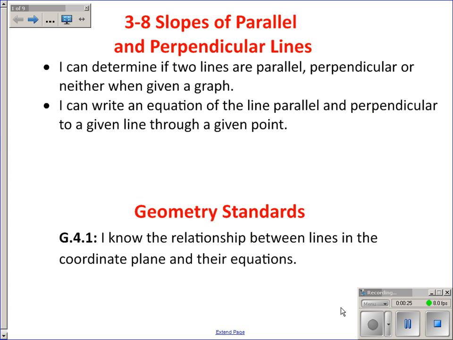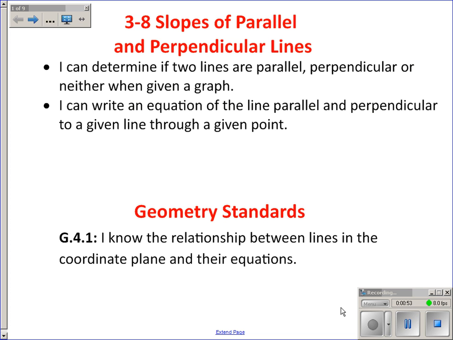In this section, we are applying those ideas and seeing how they are related to parallel and perpendicular lines. By the end of this video, you should be able to determine if two lines are parallel, perpendicular, or neither when given a graph. You also should be able to write the equation of a line parallel and perpendicular to a given line through a given point. We're also covering Geometry Standard G.4.1, that you know the relationship between lines in the coordinate plane and their equations.